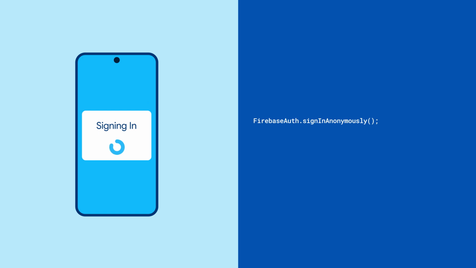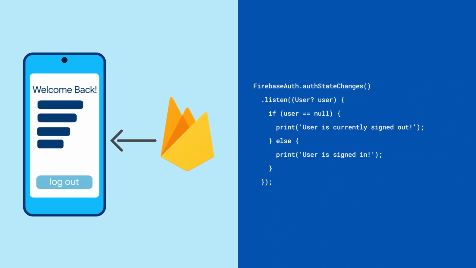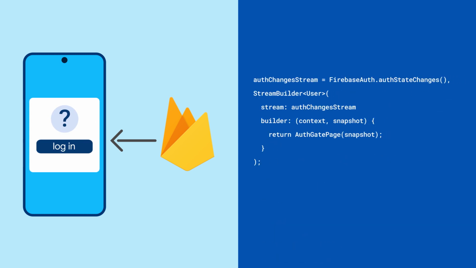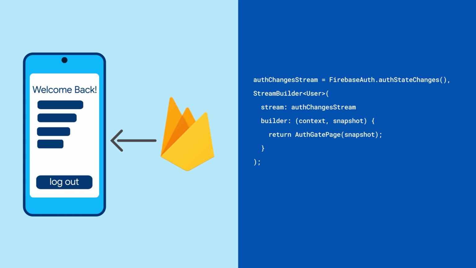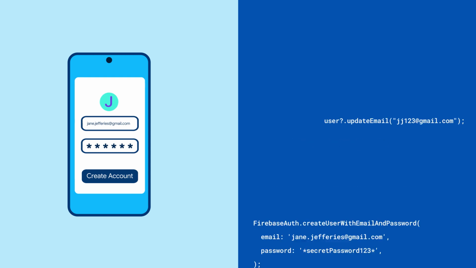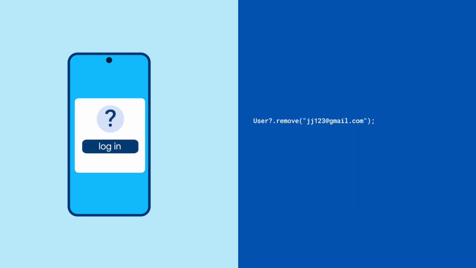Once you've signed in a user, your app can listen to the auth state changes stream and respond to users signing in and out. This pairs great with Flutter's Stream Builder widget. You can also manage users right from your Flutter code. You can create a new user with the method create user with email and password, or update users' information like their email address, personal profile information, and password. And you can remove the user altogether.